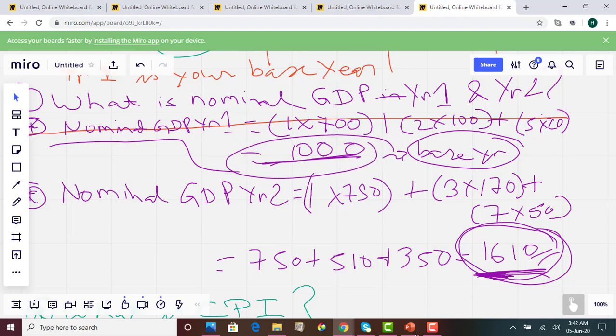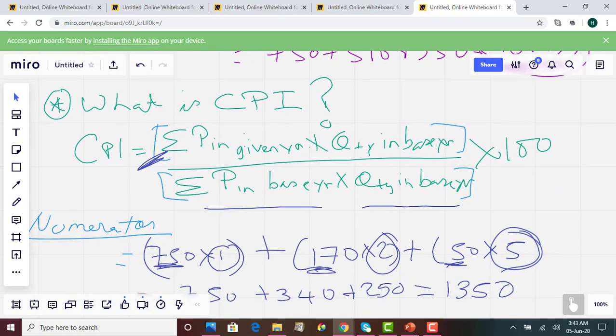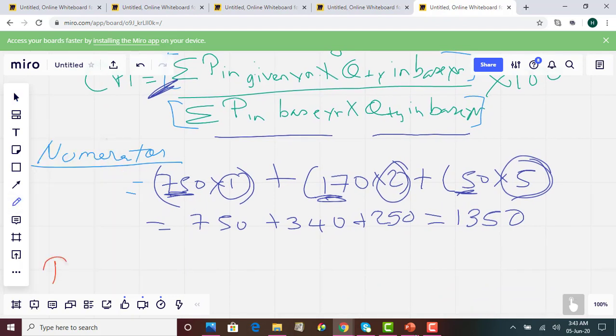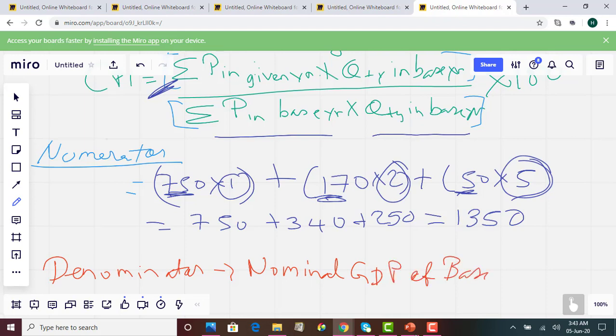Price in the given year times quantity in the given year, summed over these three goods. So that's what the denominator is, and we already calculated it, so that's easy for us. The denominator is basically the nominal GDP of the base year, or year 1, and we calculated it to be $1,000.